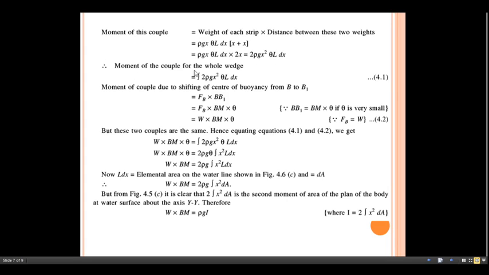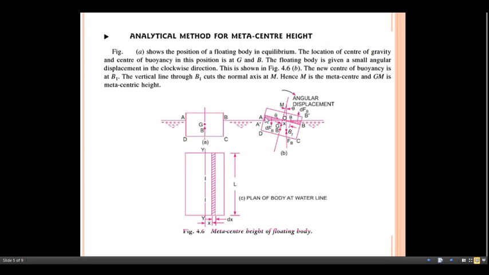Then the moment of the couple for the whole wedge. Here we are considering a small portion. For the whole wedge, you need to integrate this term: the integration of 2 rho g theta x L multiplied by dx. This is the moment of the couple due to the shifting of the center of buoyancy to B1.